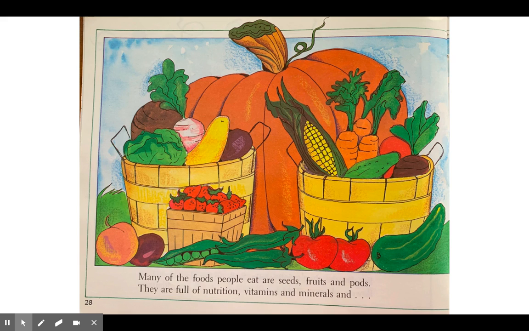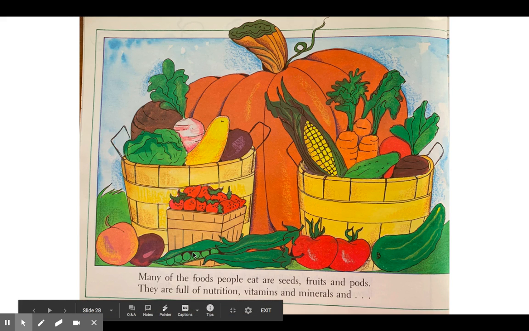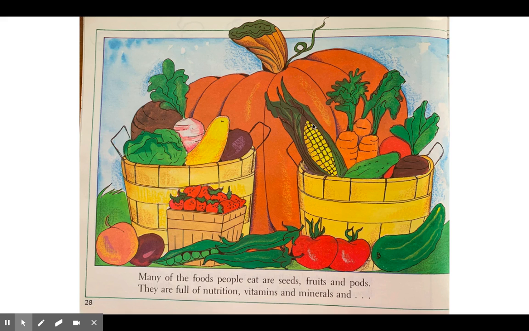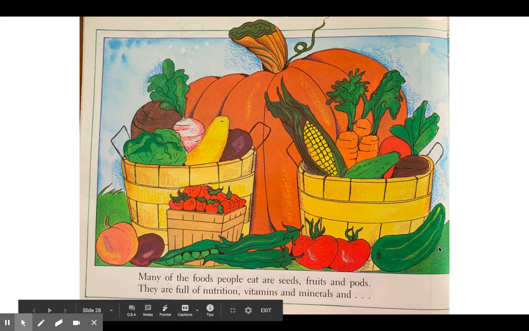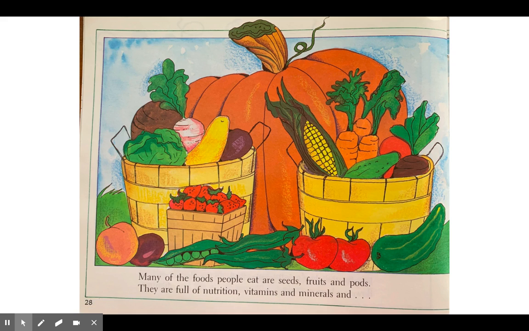Many of the foods people eat are seeds, fruits, and pods. They are full of nutrition, vitamins, and minerals. I recognize here the peas that we saw earlier. And look at this corn. That corn is full of seeds. All of those kernels are actually the seeds of the corn, and that's what we eat. We also eat strawberries, which are full of seeds. Tomatoes are full of seeds. Cucumbers, all of those are full of seeds that could grow into new plants, or it could be food for us.